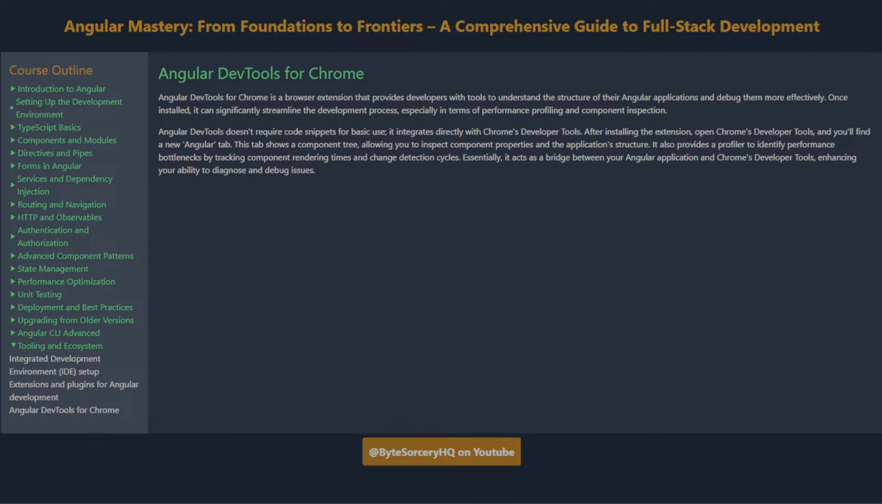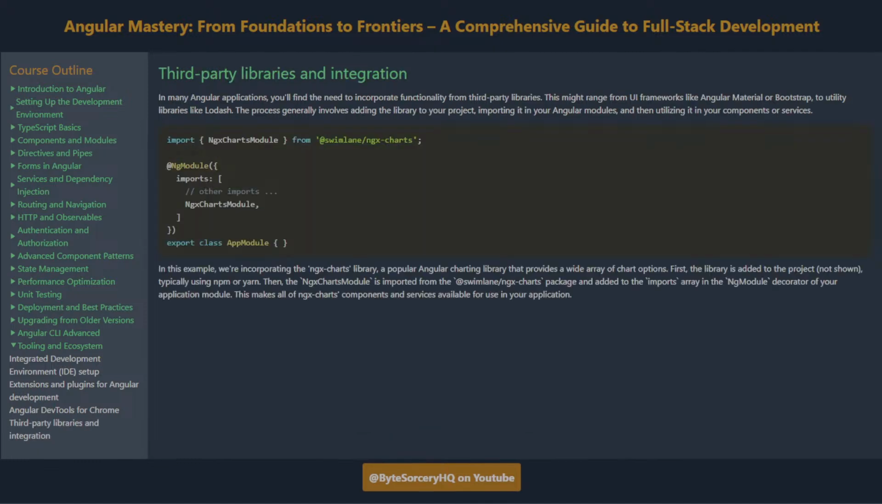This tab shows a component tree, allowing you to inspect component properties and the application's structure. It also provides a profiler to identify performance bottlenecks by tracking component rendering times and change detection cycles. Essentially, it acts as a bridge between your Angular application and Chrome's developer tools, enhancing your ability to diagnose and debug issues.